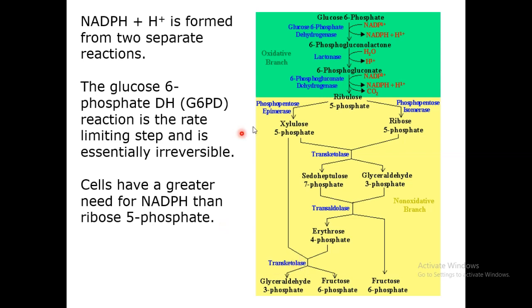So, that's why PPP is a shunt, because this is actually the main function of the PPP, just to produce NADPH and then divert the excess glucose, so that no glucose is wasted, because glycolysis is only moderate, or if there is too much, then G3P is converted back to glucose via gluconeogenesis. Okay?